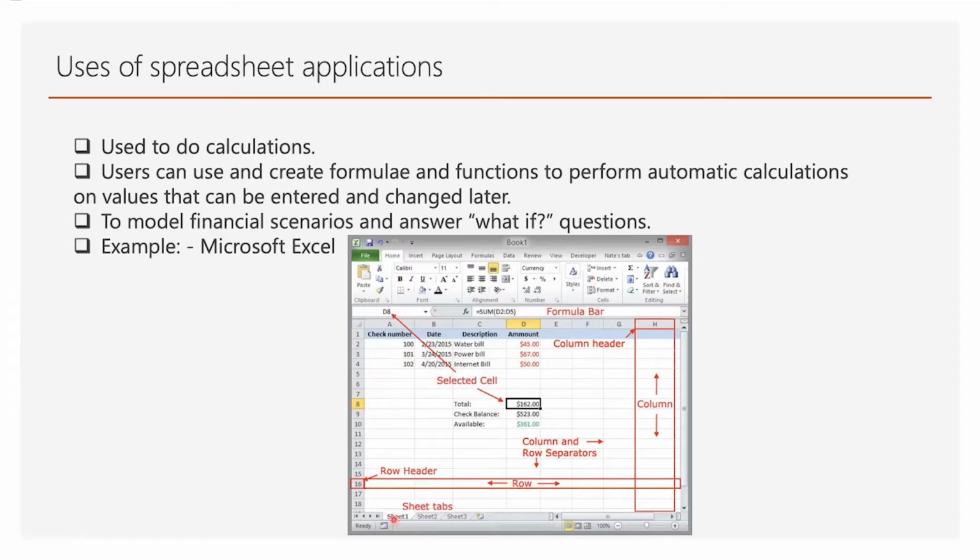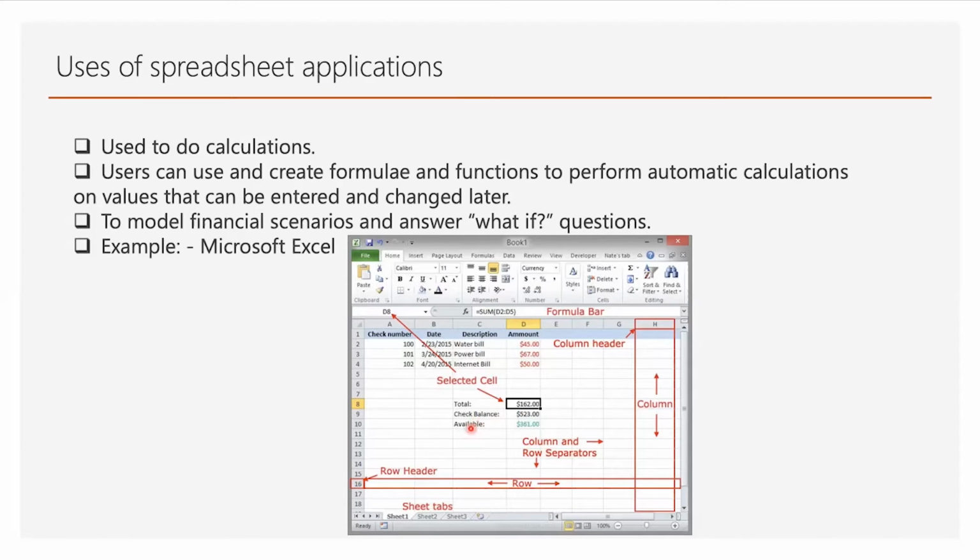Here you have the sheet tabs: Sheet 1, Sheet 2, Sheet 3, and you can create more sheets here. This page is now Sheet 1. Here they have named the selected cell. First you put the capital letter D and the number 8. So the location of this cell is D8.